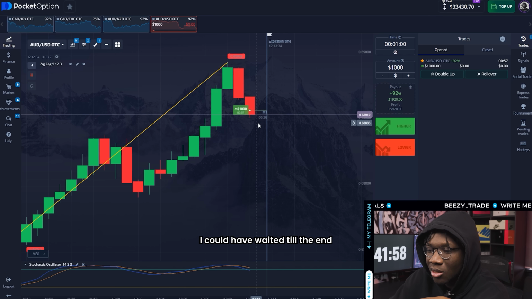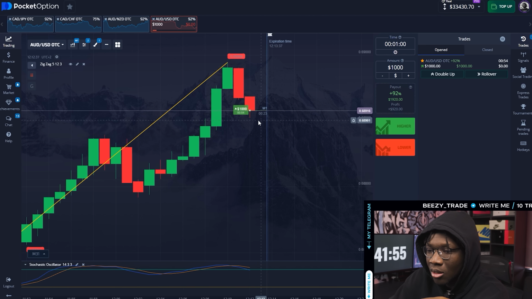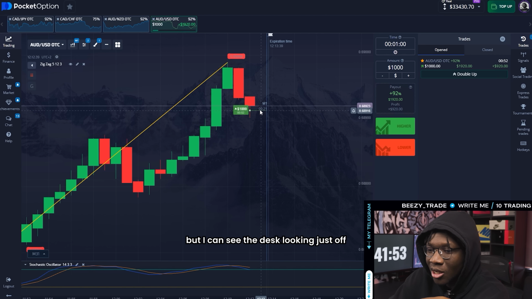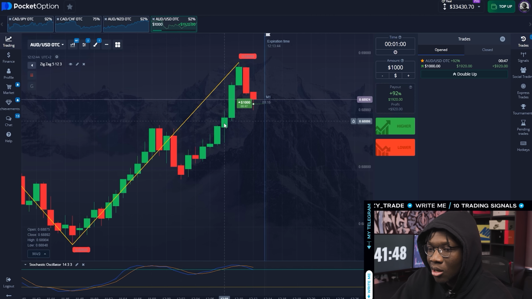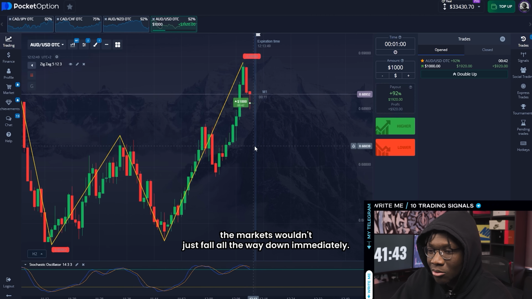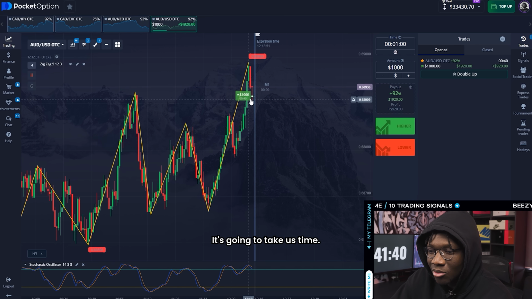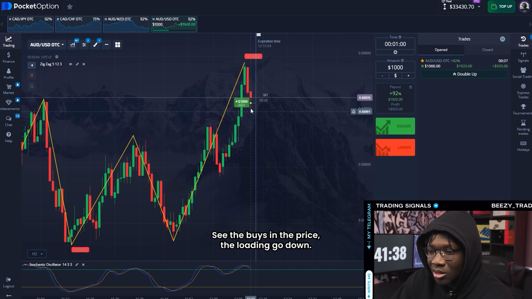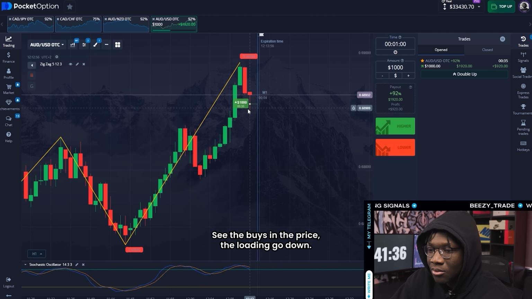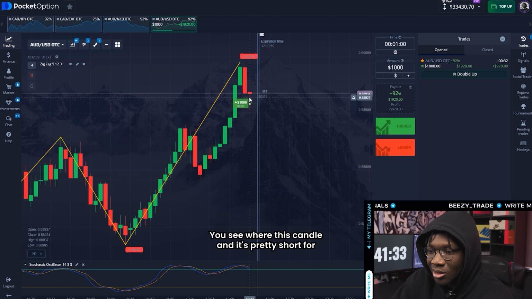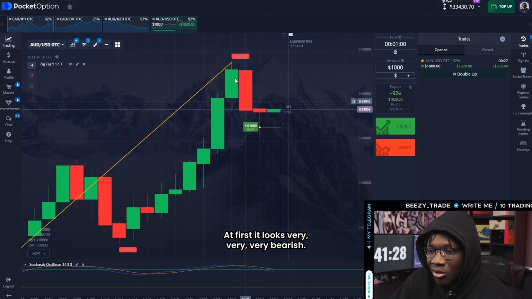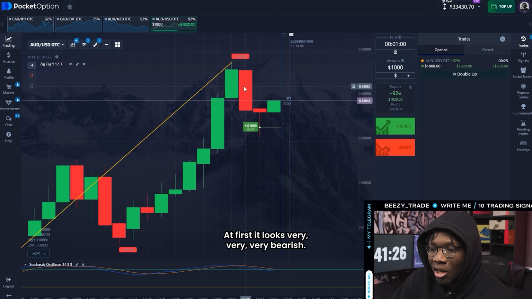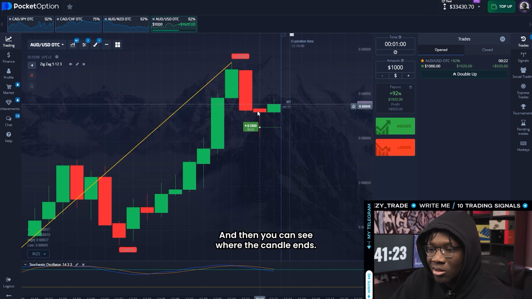I could have waited till the end. But I can see, just off the fact of how strong these candles were, I'm thinking that the market wouldn't just fall all the way down immediately. It's going to take its time. See the buyers fighting that price, not letting it go down. You see where this candle ends is pretty short for a candle that at first looks very, very bearish.